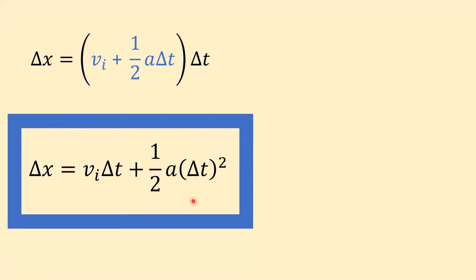Now, you'll notice that if you are not accelerating, if you're driving at constant velocity, a would be 0. This term goes away, and you would just recover the regular old delta x equals velocity times time. So this newer formula includes the old result as a special case. It reduces to distance equals velocity times time in the case of 0 acceleration.